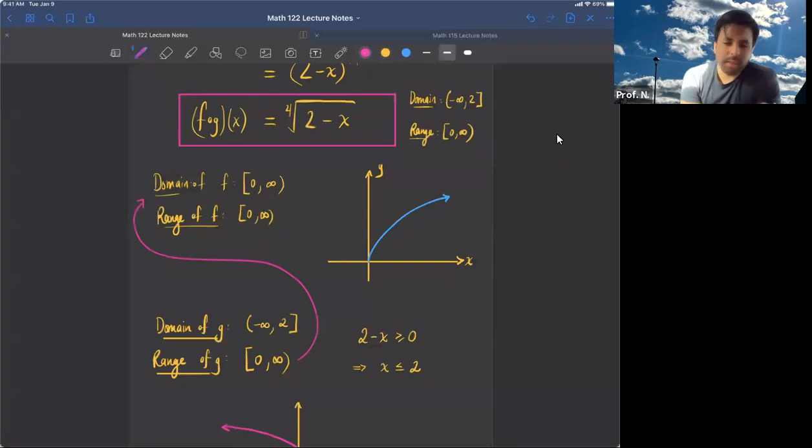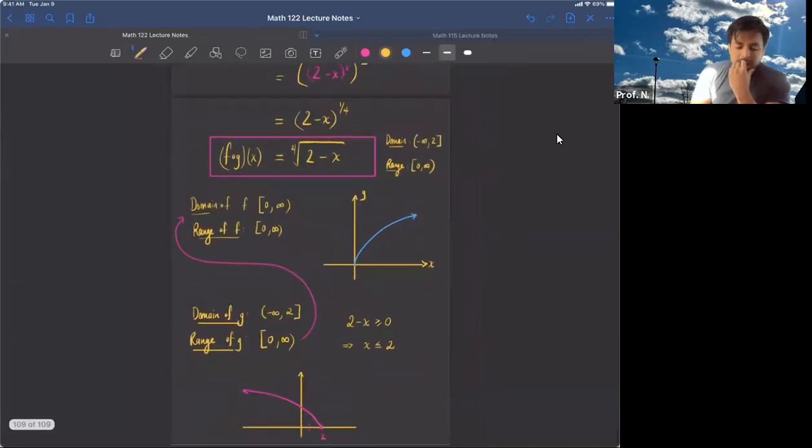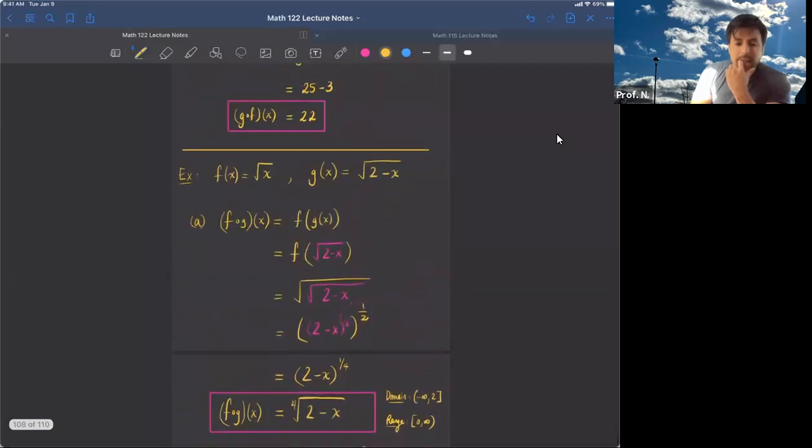I know it's a little bit to think about. It takes a little bit of time, but it's about taking the pieces together separately and then seeing how you connect them. Okay, does that make sense? All right, so that's f of g.